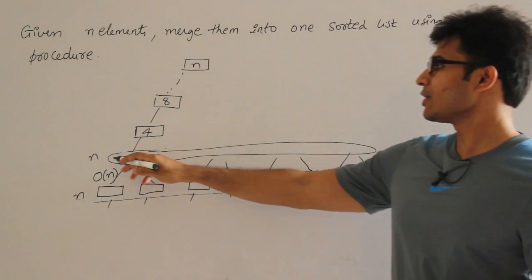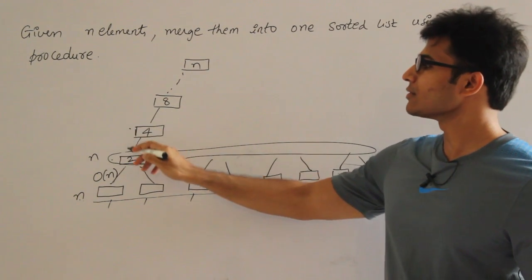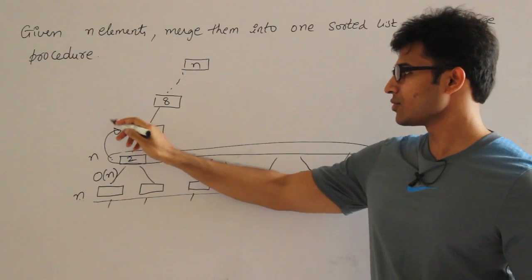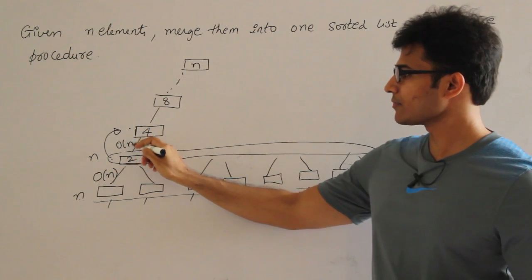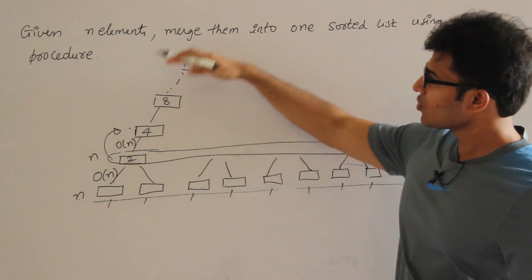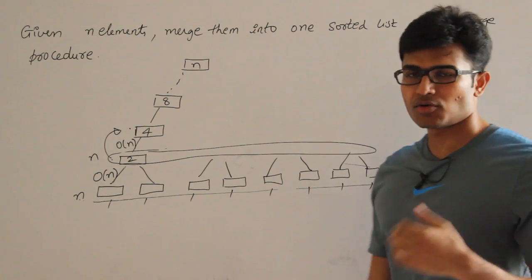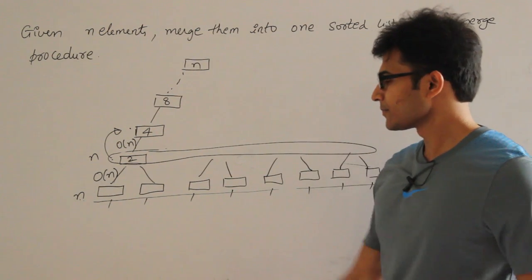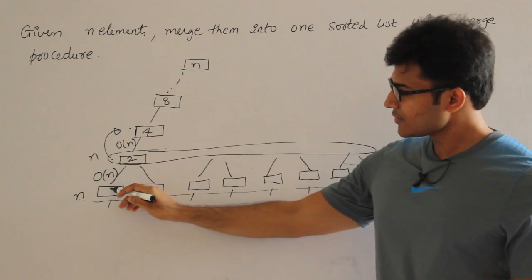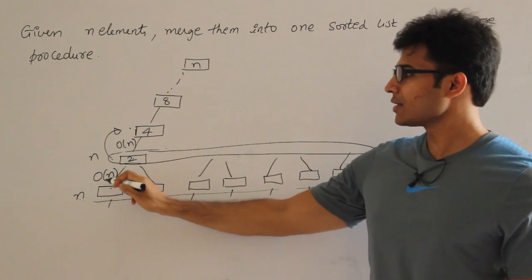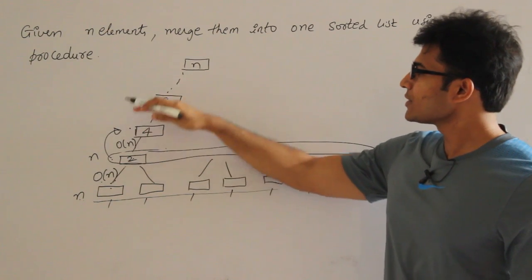Now there are n elements here and then n elements here. To write all these n elements from here to here, again order of n time. Then what is the total amount of work done? Just to cross one level the time taken is order of n. Then how many such levels are there?